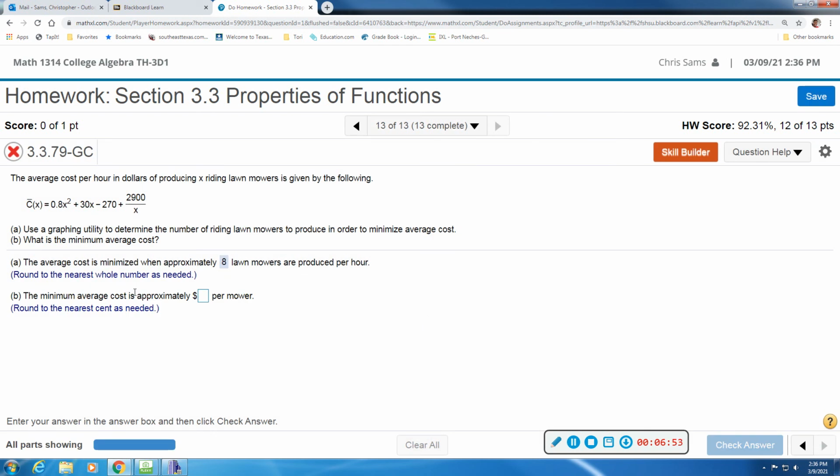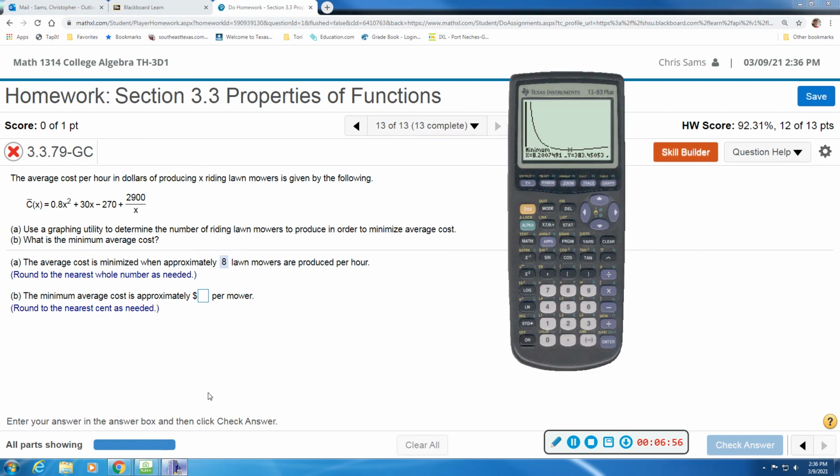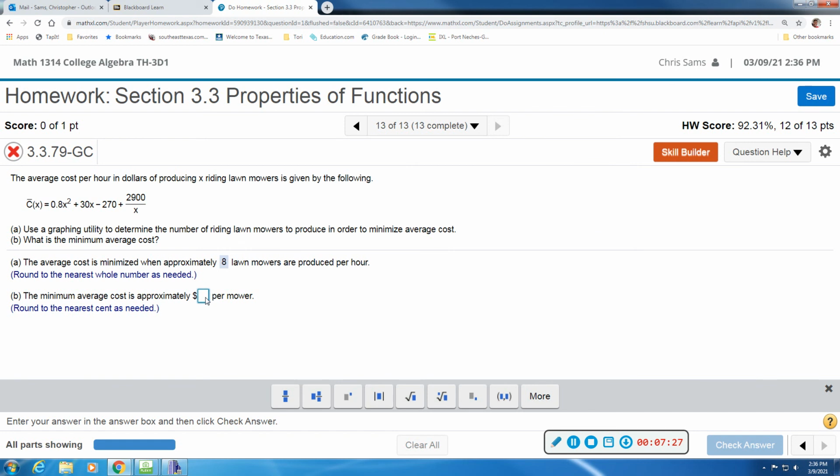And then the minimum cost. So we want to know what it costs to produce 8 lawnmowers. So we're not going to use this value because we actually rounded down to 8. So to see the cost at 8, just go second and then graph to see the table. And we're going to find the value of money we get by making 8. So at 8 lawnmowers, that would cost 383.7.